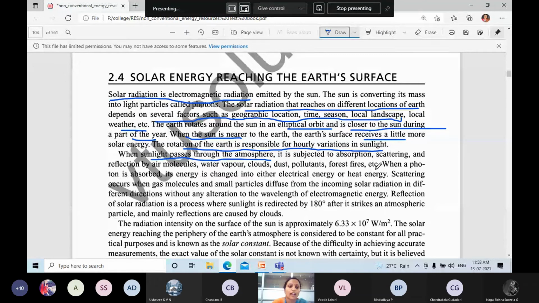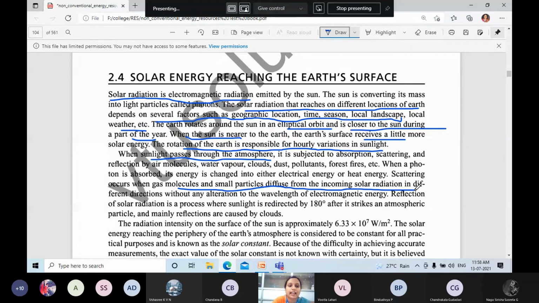When a photon is absorbed, its energy is changed into either electrical energy or heat energy. Once again, I repeat, when a photon is absorbed, its energy is changed. Either it may be electrical energy or it may be heat energy, right? And scattering occurs when gas molecules and small particles diffuse the incoming solar radiation in different directions without any alteration to the wavelength of electromagnetic energy.